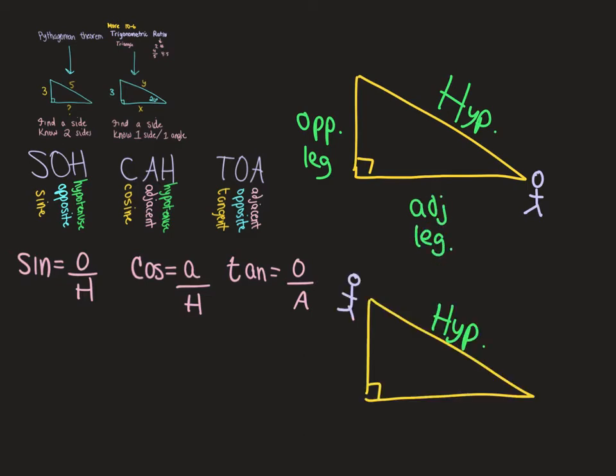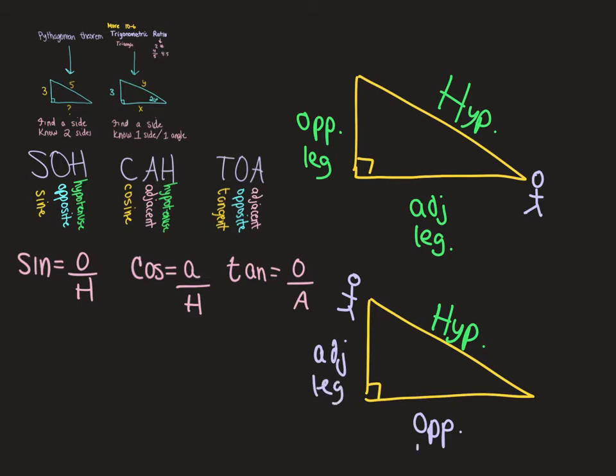But my viewpoint could change. I could stand at this corner. Still a hypotenuse, that part hasn't changed. It's still the longest side, the side across from the 90 degrees. But now, this side, way over here, is the opposite leg. And this leg right here, he's really close. So he's the adjacent leg.